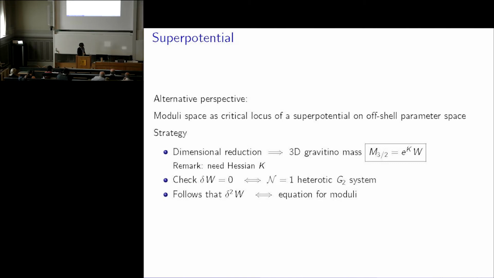So the strategy is to perform this dimensional reduction, and then I will check that the object that I identify from this process has variations that follow from the supersymmetry constraints on the heterotic G2 system. And then I will use that to argue that the second order variations will give me the equations of moduli, and then I could go on to higher order deformations of this superpotential to explore different things.